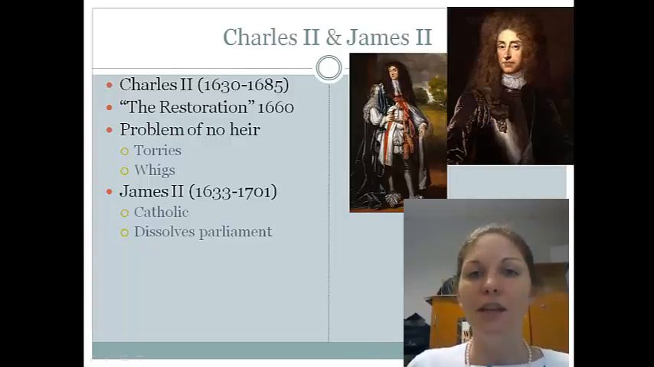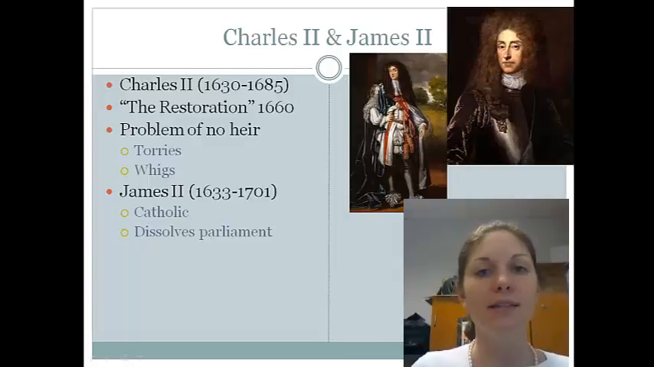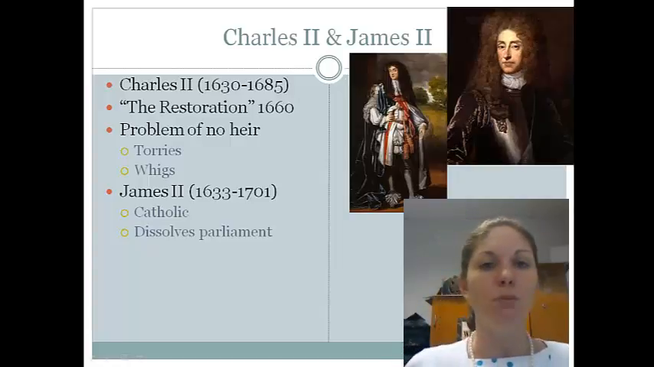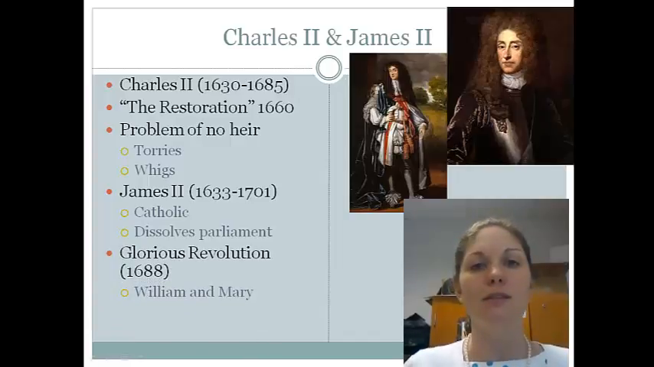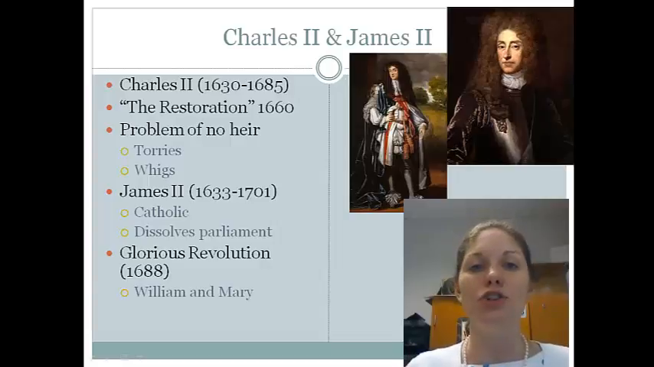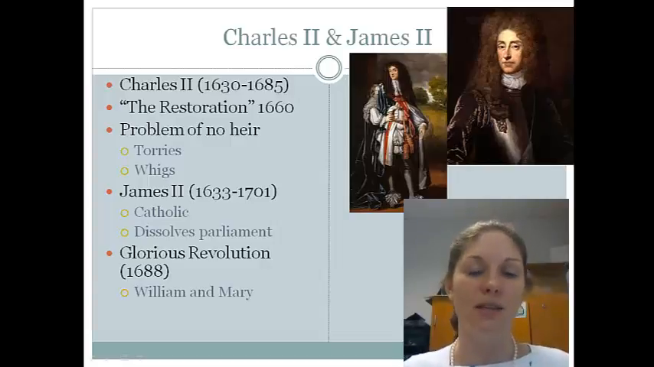He is Catholic, and Parliament fears that they will have a line of Catholic kings if he has an heir and he remains king. He dissolves Parliament. James II dissolves Parliament when he takes control, furthering Parliament's fears of him and his rule. And so Parliament actually encourages or invites James II's own daughter, Mary, and her husband, William of Orange, to overthrow James and his rule, to take the throne from her own father.